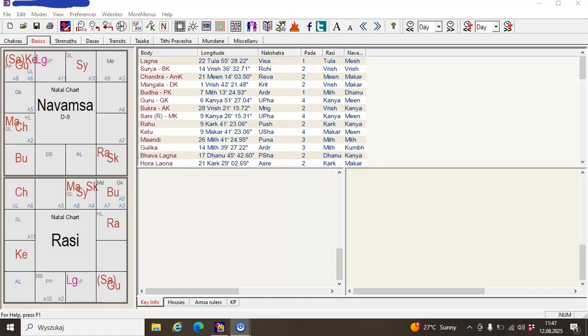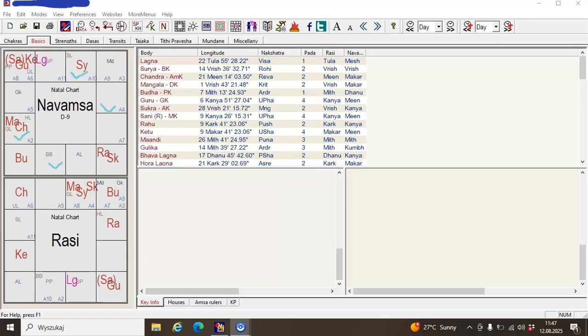What if your Navamsha Lagna falls into even signs? Then your Navamsha Dasha will start from the 7th house and it will also be in direct order. So let's say your Navamsha Lagna falls into the sign of, let's say, Rishabha, Karka, Vrishchika, or Makara. So these are even signs. In such a case, your Navamsha Dasha will start from the 7th house.